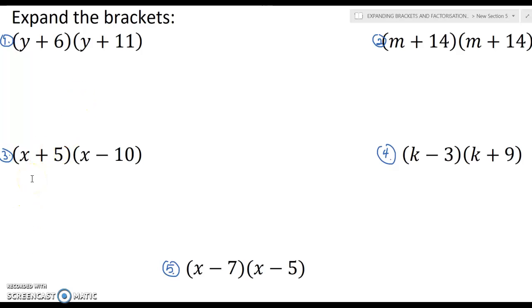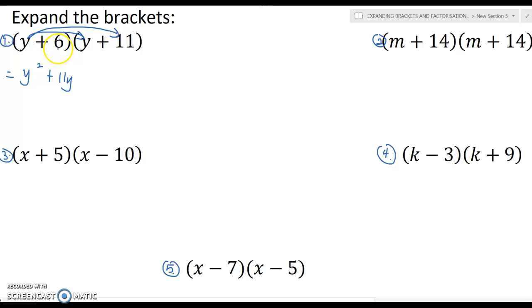So number 1, we have y plus 6 in the first bracket multiplied by y plus 11 in the second bracket. Everything is plus, so everything in your answer is going to be plus as well, right? All right, so let's go. y by y is y squared. And then y times 11 will be 11y. Good, so we have that part covered.